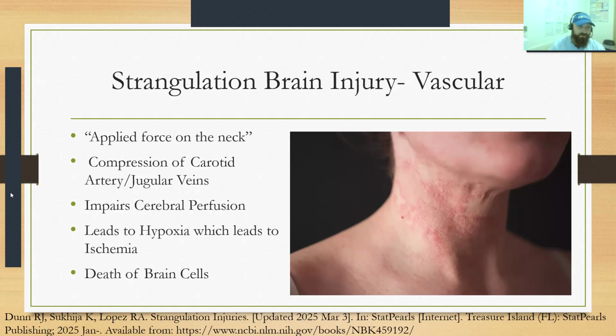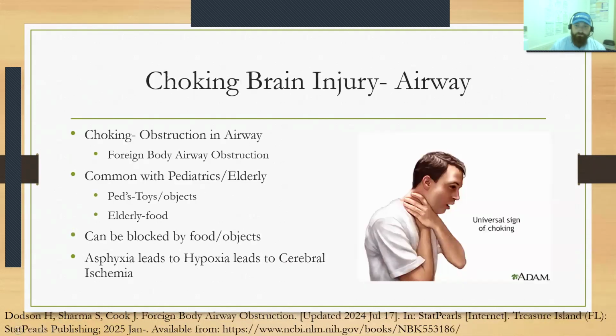So keep that in mind. This is something that you might want to be aware of. But let's move on to choking. Again, this is just as bad, something that causes a brain injury as well. But what we see is that the mechanism of action is different, and choking is the obstruction of the airway.